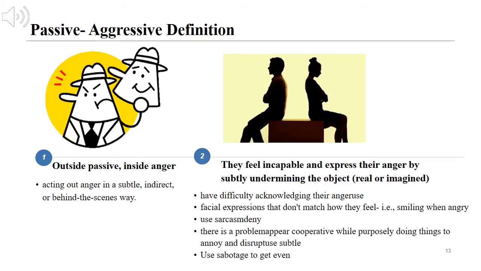The next is passive aggressive communication. It is a style in which individuals appear passive on the surface but are really acting out anger in a subtle, indirect, or behind the scenes way. People who develop a pattern of passive aggressive communication usually feel powerless, stuck, and resentful. In other words, they feel incapable of dealing directly with the object of their resentments. Instead, they express their anger by subtly undermining the object, real or imagined, of their resentment.